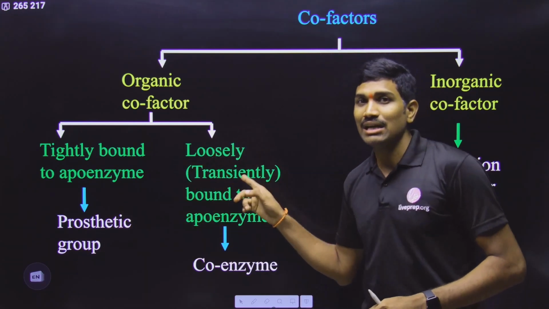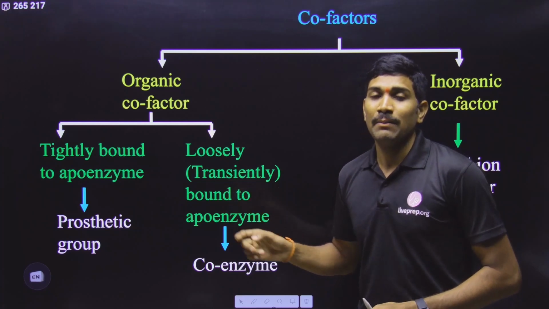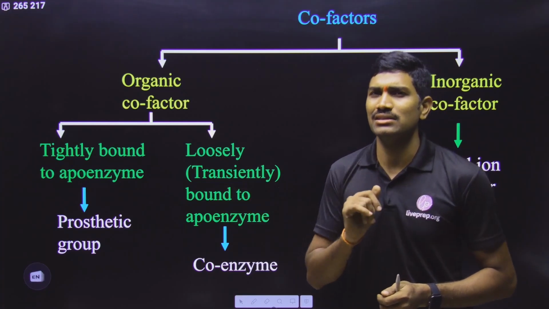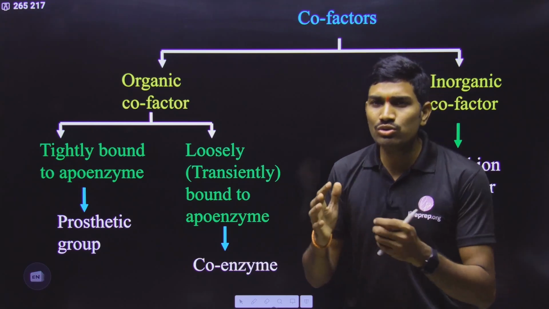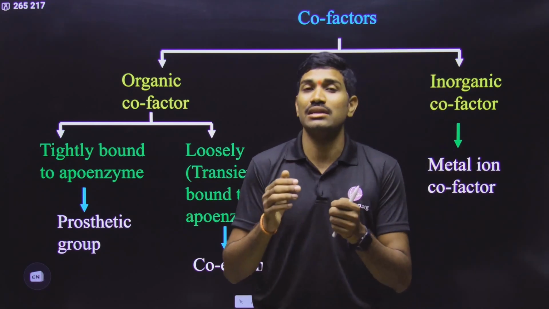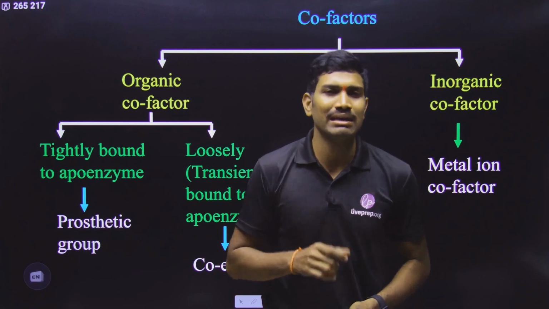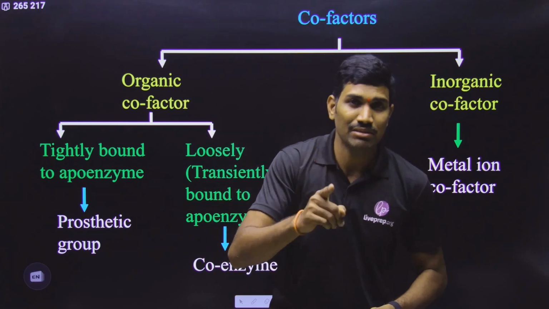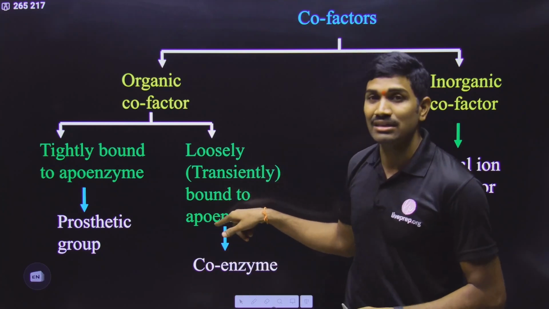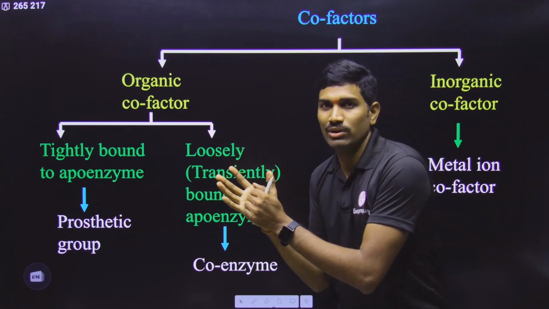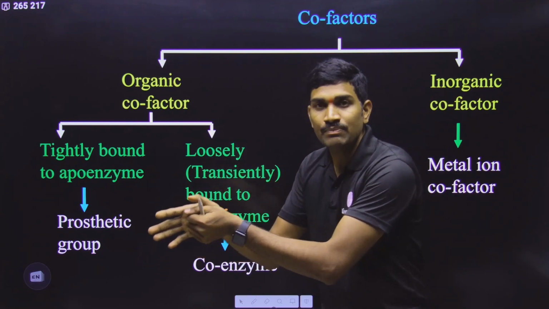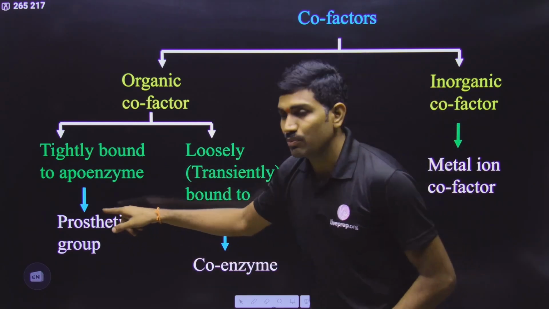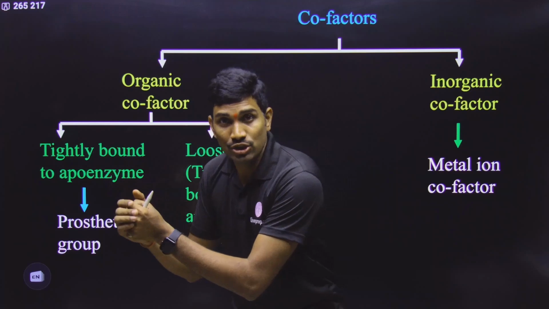But there are some other types of organic cofactors that are transiently attached. What is the meaning of transiently? Temporarily attached, or loosely bound. Whenever there is a reaction, they will come and attach to the apoenzyme and do the reaction. Once the reaction is completed, they will go away. Understood? But the prosthetic group is always attached to the apoenzyme.